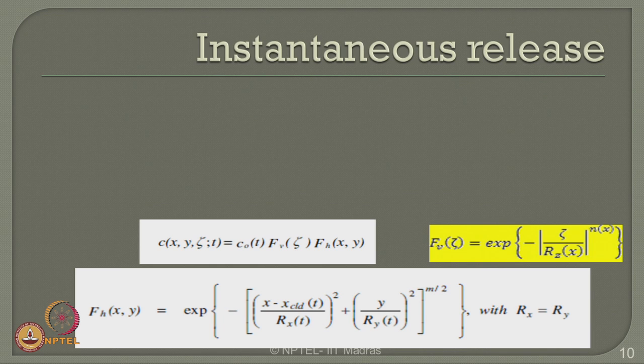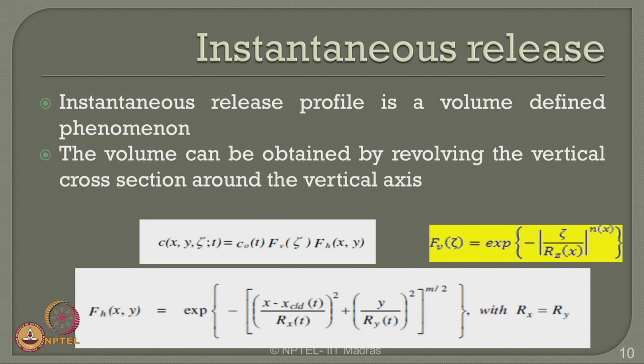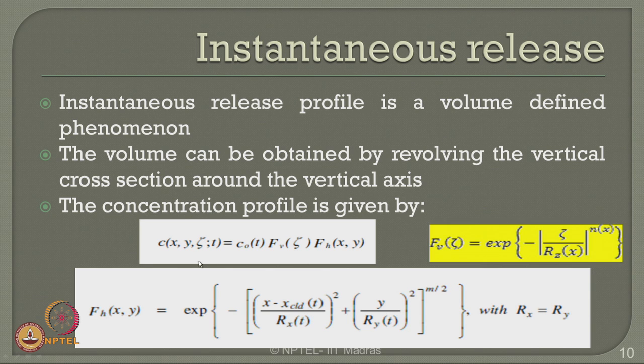However, when you talk about a puff model, which is an instantaneous release of gas or vapor into the environment, the instantaneous release profile is actually a volume defined phenomenon. The volume can be obtained by revolving the vertical cross section around the vertical axis, and the concentration profile is now given by this equation as a function of x, y, zeta as well as time, whereas Fv and Fh are given respectively by the equations as you see here on the slide, where Rx and Ry are considered to be equal in the situation for instantaneous release models.